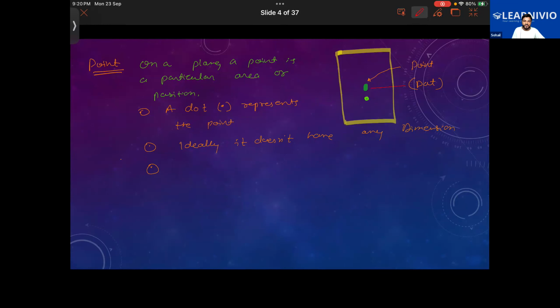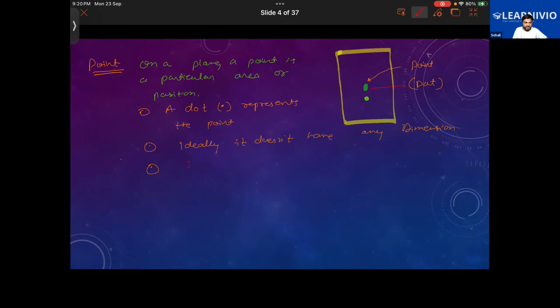For example, when you open Google Maps, let's say you have searched for the location of your school or office or somewhere. That location of the school on the map will be marked using a point, a red dot. So that is the use of the point. It tells the location of any given area.